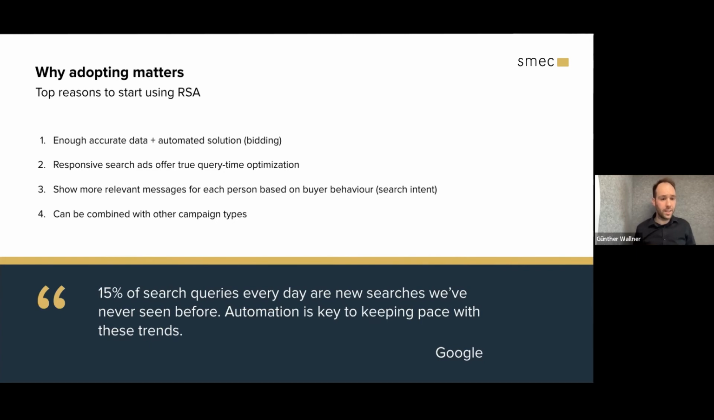Because in the end, everything that is important for us is the performance. And if this is right, then what Google is doing is also helping our cases. In the end, we will have the possibility to show more relevant messages to each user based on their search behavior. And of course, as we already mentioned at the beginning, RSAs are not exclusive; they can also be combined, especially thinking about Performance Max. As for the intentions of Google, we always need to bring to our thoughts that 15% of search queries every day are new searches never seen before. Automation is key to keeping pace. RSAs will help us make sure that with a slimmer structure, we are still able to serve more ads.